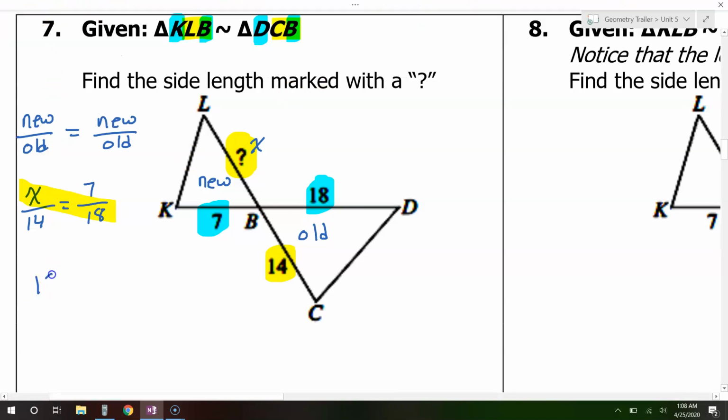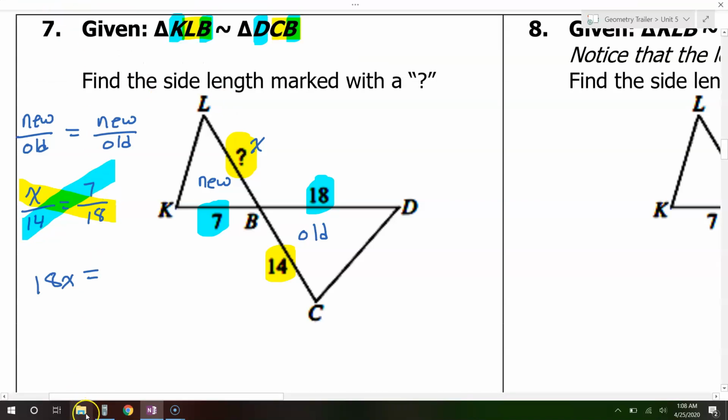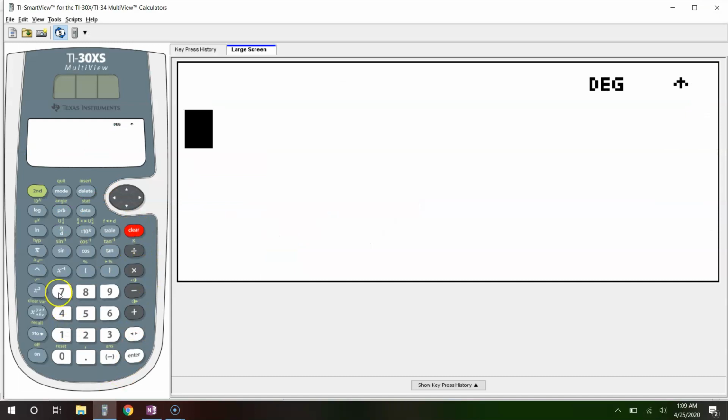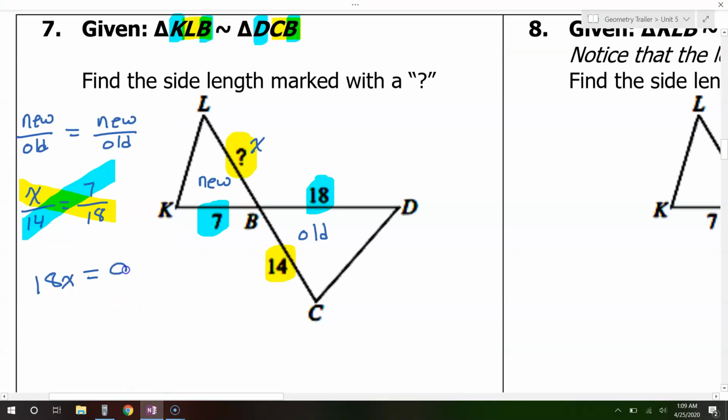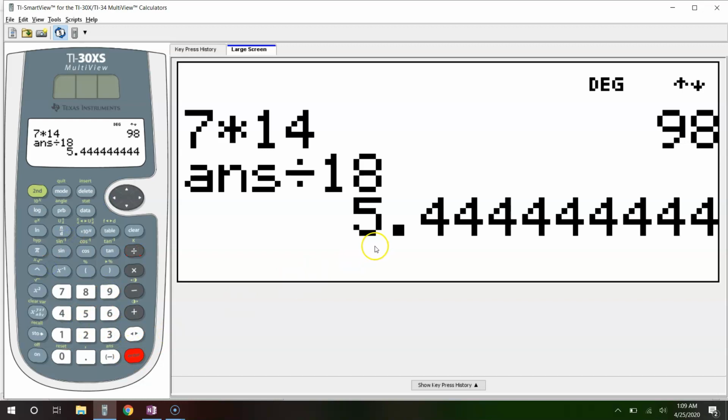So that's going to give us 18x as we multiply those. And then if we look at the other diagonal, that is 7 times 14. That's 98. And then you would divide both sides by 18 to get x by itself. So I guess we'll round to two decimal places, 5.44.